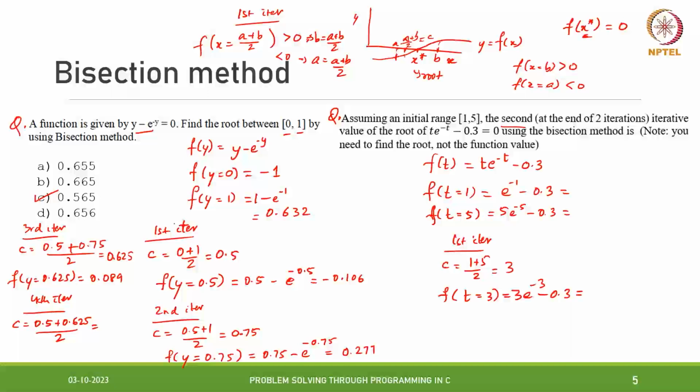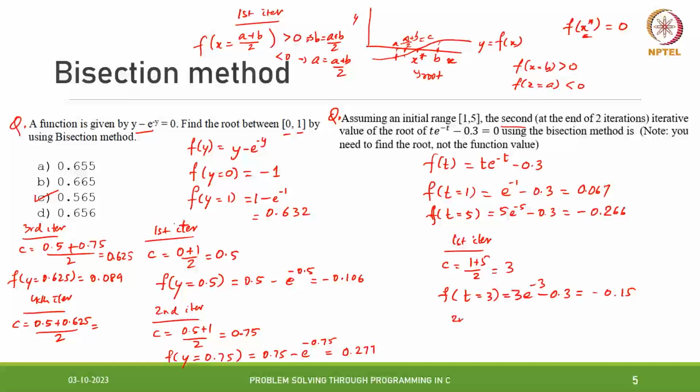So first this f of t at 1. Okay, thank you. And then 5 into e to the power minus 5 minus 0.3. Okay, so you can see one is positive, one is negative. So then next we calculate this, 3 into e to the power minus 3 minus 0.3. Right. So now you can see it is on the negative side and it is closer to the root than t equals 5. So we'll take 3 instead of 5.